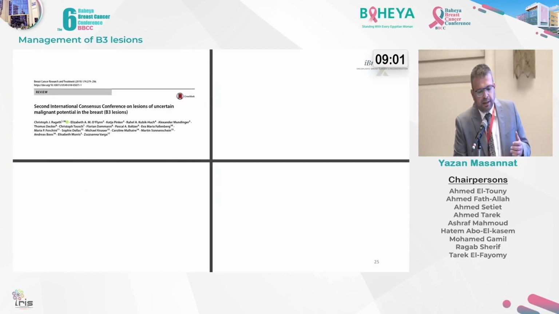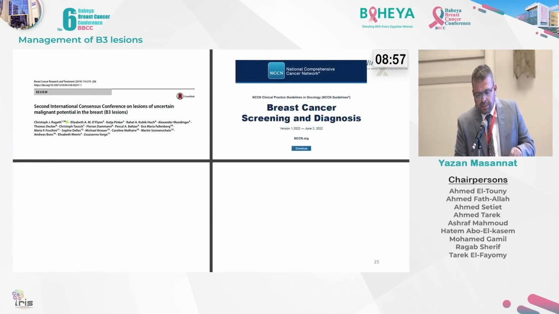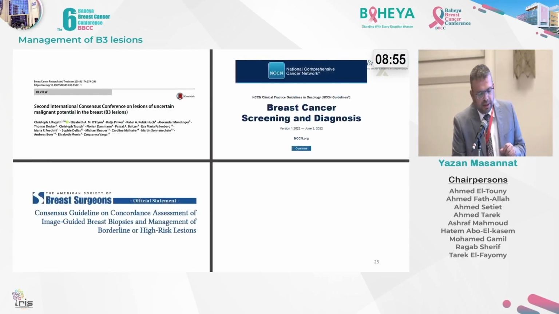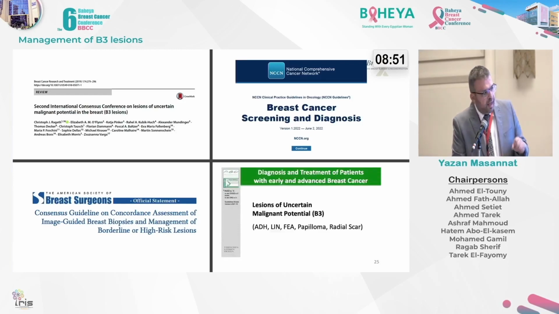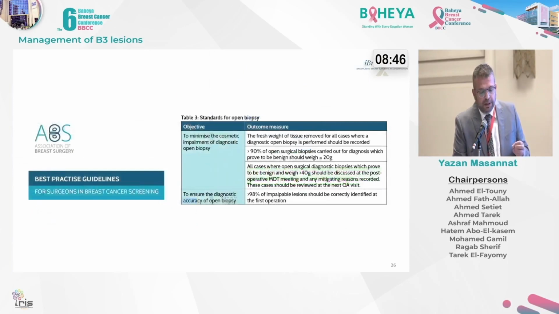And after that guidelines, there's some other guidelines. There's the International Consensus Guidelines, there's the Breast Screening Guidelines and Diagnosis, and there's the American Society of Breast Surgeons Guidelines, and there's the AGO Guidelines. So there's lots of different guidelines by different bodies, and they're not all the same.